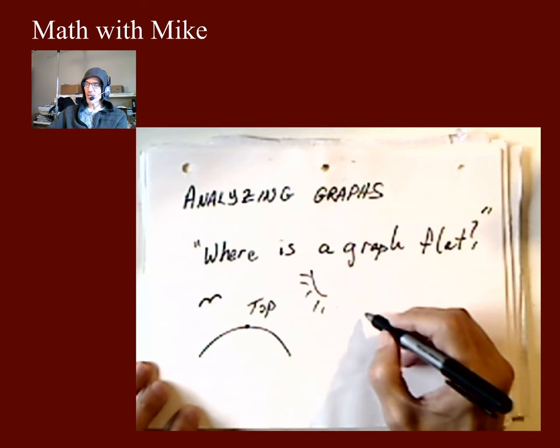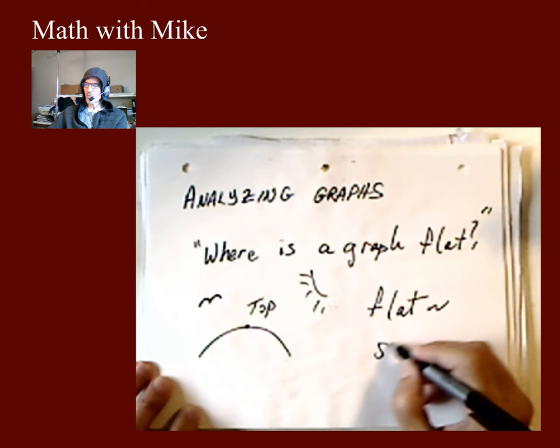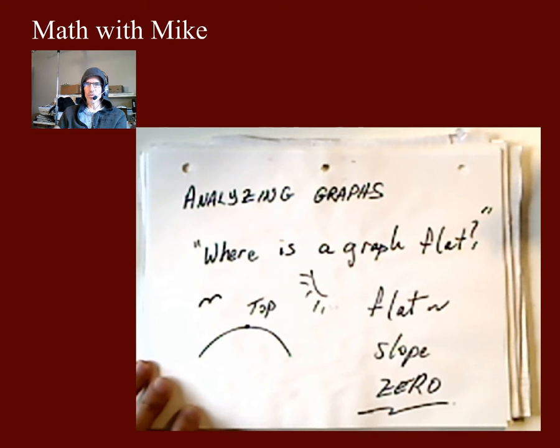Now to get mathematical, flat means that the slope is going to be 0. Doesn't mean the slope doesn't exist. We can do that in a different session in math or in your philosophy class. But for now, at the top, when you get to the top of the mountain, top of this part of a graph, the slope is 0.